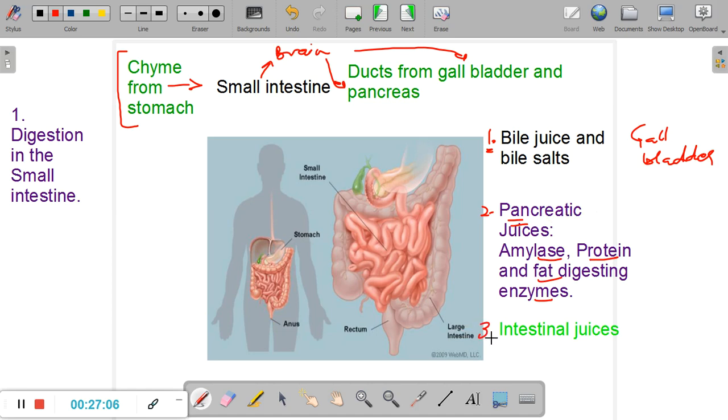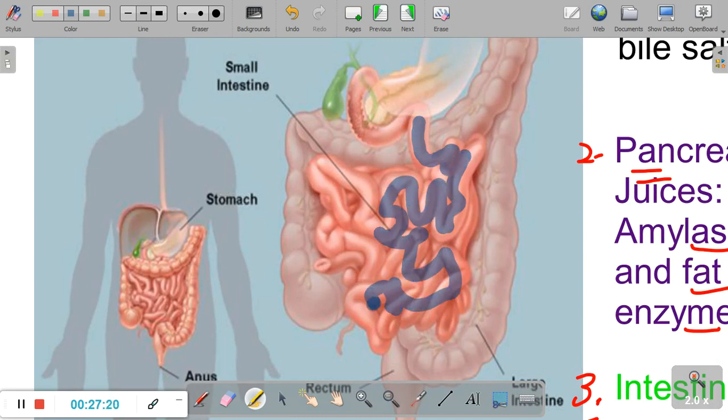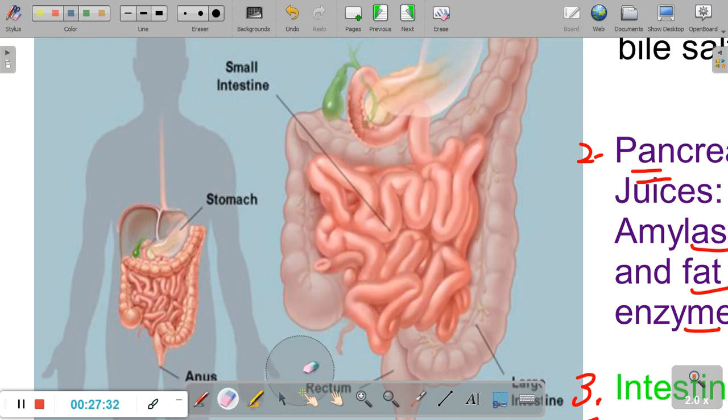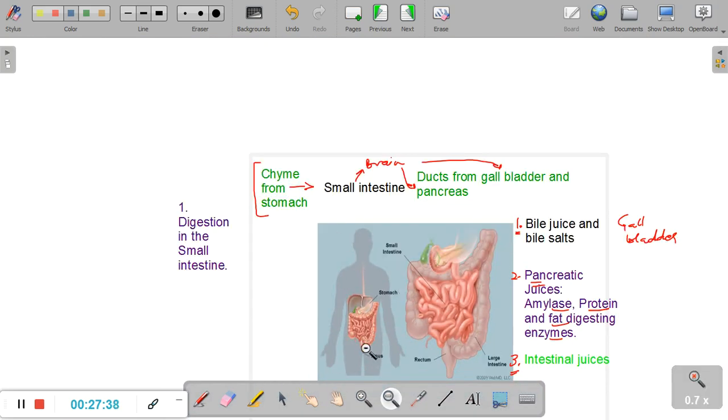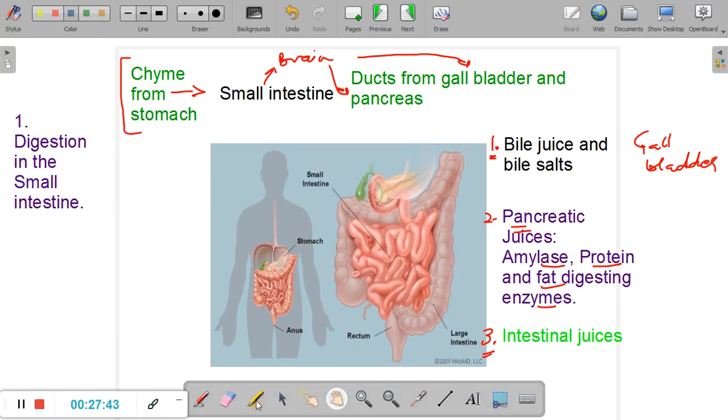And now third, we are doing the last one, the intestine itself. Now let's magnify here. So this is the intestine, the whole long, highly coiled structure, which then enters the large intestine somewhere here. This whole small intestine also releases its juices, which are called intestinal juices. Give me a moment, let's fix the slide. Yep. So now the intestine is also releasing its juices.